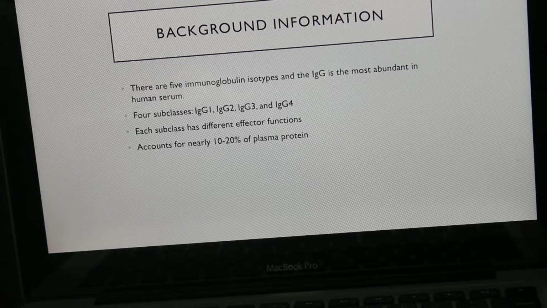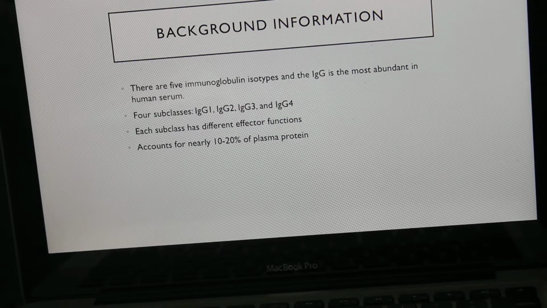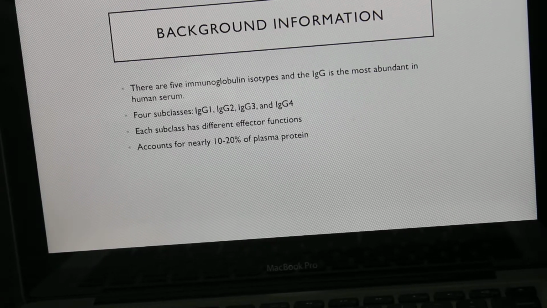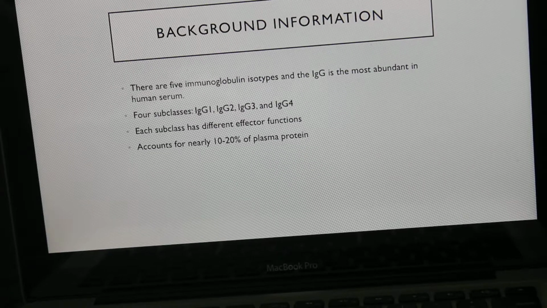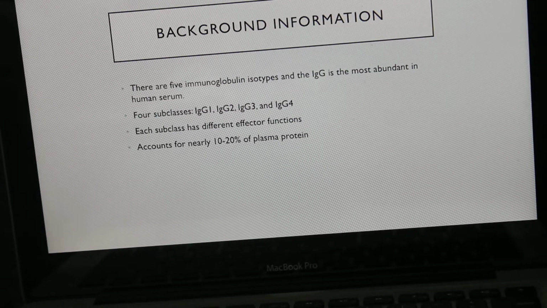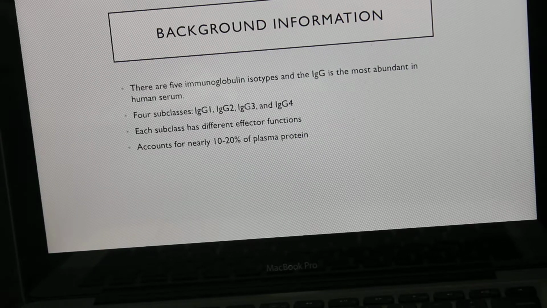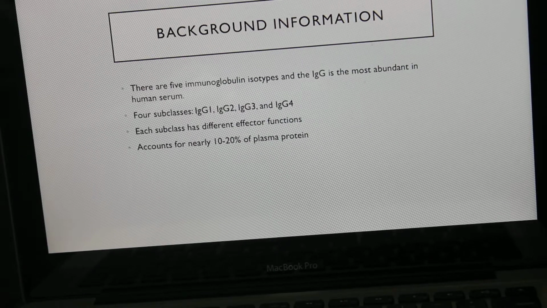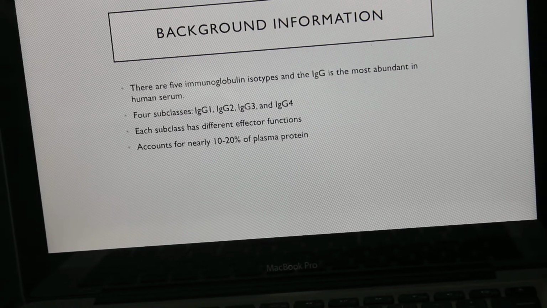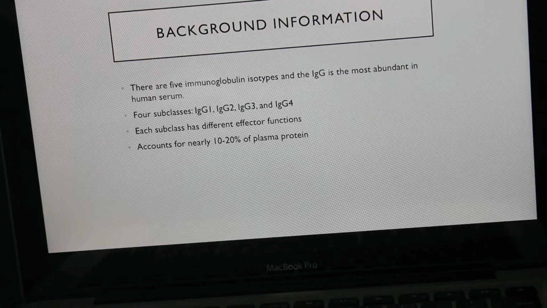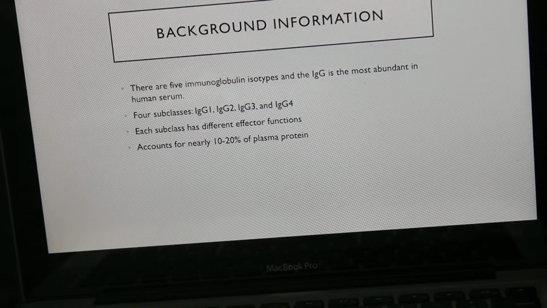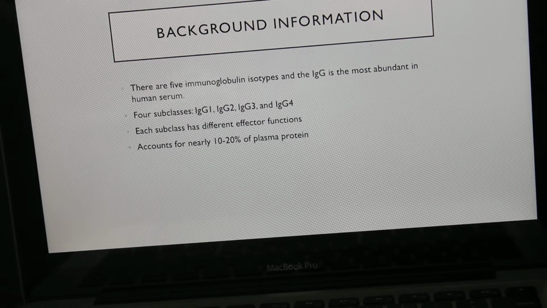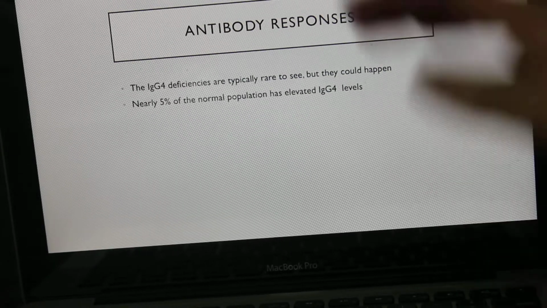So some background information that they had on the article was there are 5 immunoglobulin isotypes. IgG is the most abundant in human serum. There are 4 subclasses: IgG1, IgG2, IgG3, and IgG4. Each subclass has different effector functions. The immunoglobulin G antibody accounts for nearly 10 to 20% of plasma protein, which is a decent amount.